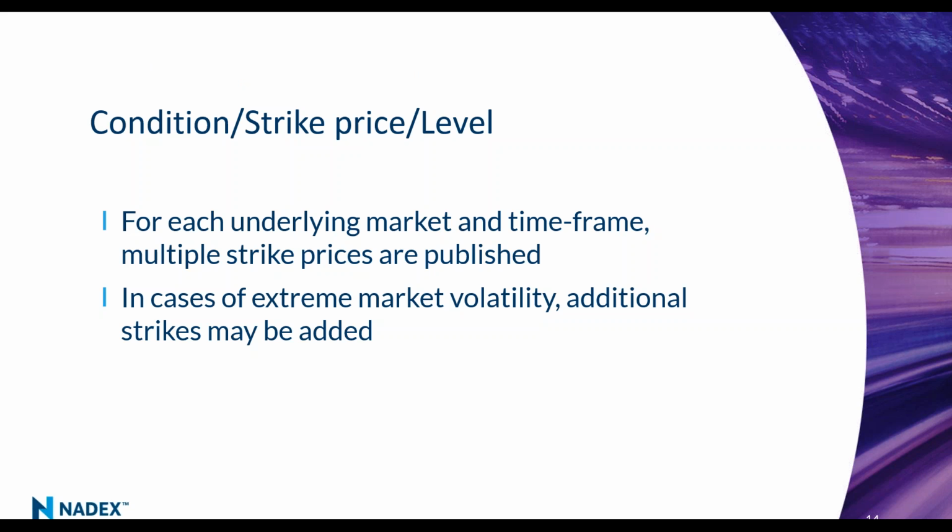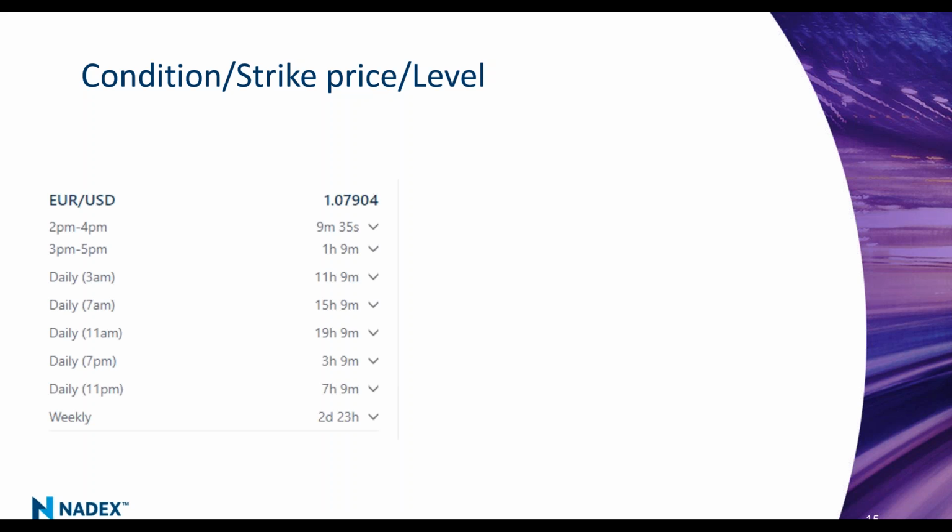Okay. And by the way, I wanted to point out that in extreme market volatility, if things are really going crazy, we may have to add price levels on the fly to give you additional choices. Now, when I say you've got choices, here's the euro US dollar, and you can see on the left-hand side, there are different settlement times, right? And you can see how much time's left in each one. So you're going to have a variety of expiration times. Do you want a shorter expiration or do you want a longer expiration? Do I want to do something that's going to happen in the next 10 minutes, the next hour, the next day, 19 hours, or in multiple days?